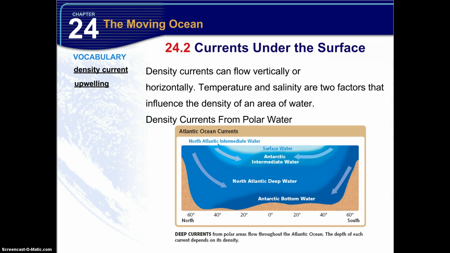Now, how far does the North Atlantic Intermediate Water extend? North Atlantic Intermediate Water, that's this water right here. It goes from about 45 degrees north down to about 10 degrees north. Now, which current is the most dense, or the densest? That's right, that's the bottom one, the Antarctic Bottom Water. Now, which currents are closest to the surface water? The North Atlantic Intermediate Water and Antarctic Intermediate Water. Good.